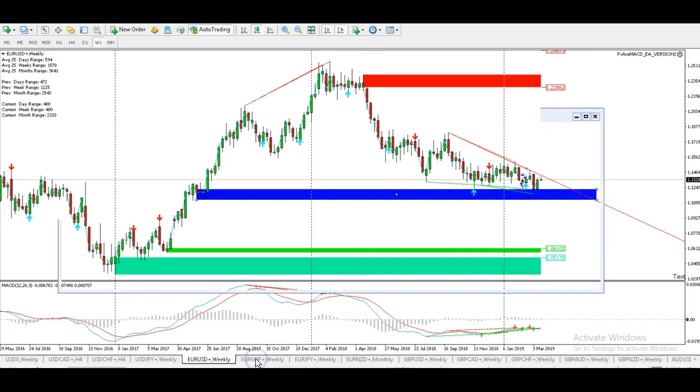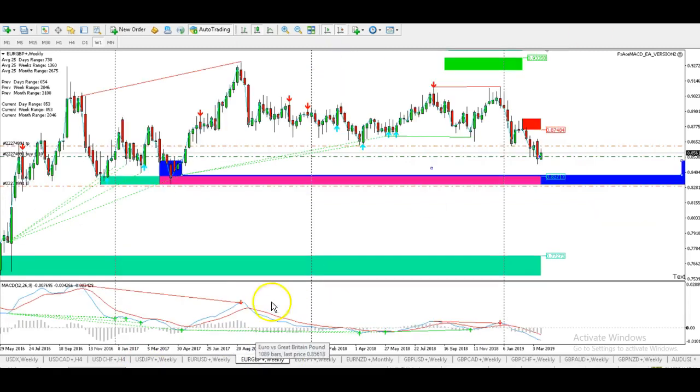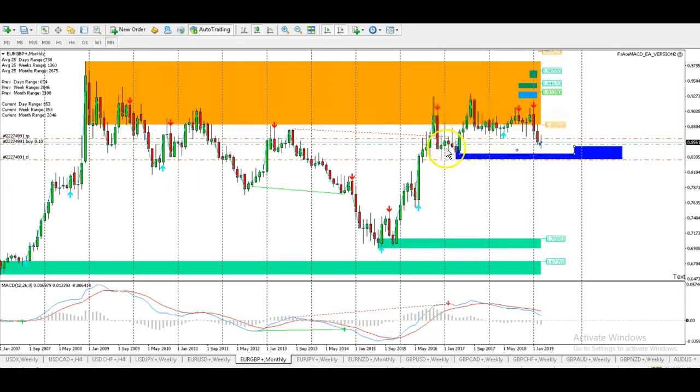Okay, Euro British Pound. This is a trade that I've already entered. That was entered with the MacBot this morning. We're at a weekly area here. So the area we'll call this weekly. We're also at a monthly. We're at this monthly area here. Price drops down, weekly inside the monthly.